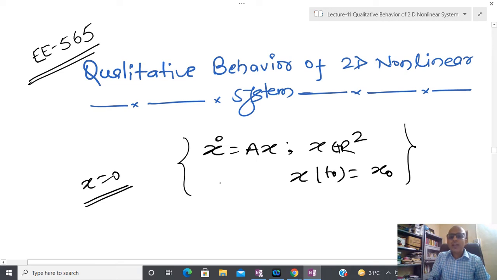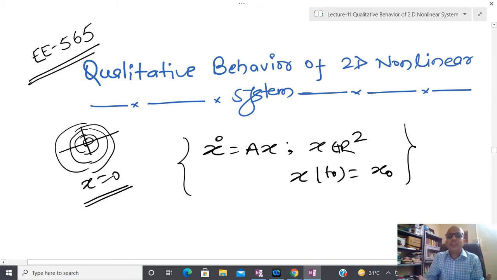So what happens in the case of a linear system? Whatever behavior there is around the equilibrium point, the same kind of behavior I can extend everywhere. Due to that, you can talk about the qualitative behavior about the equilibrium point or of the whole system. Both are the same. But if you consider a nonlinear system, then this is not true. Why is that not true?